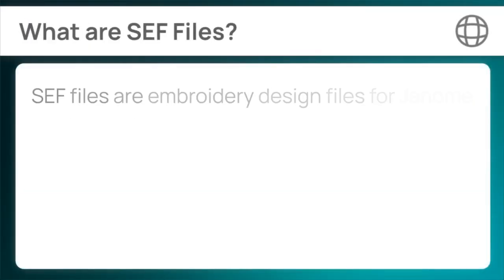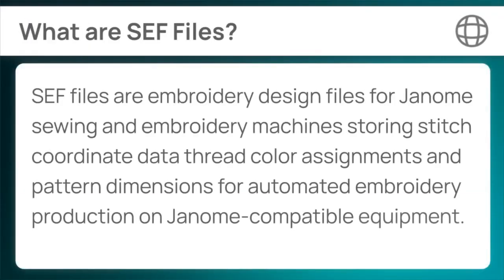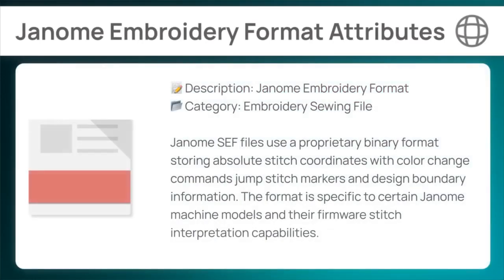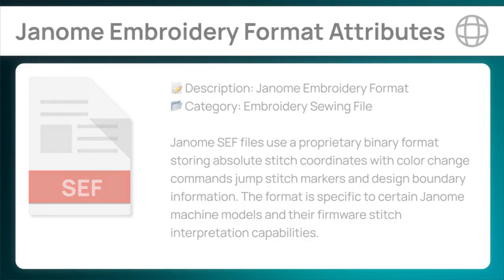SEF files are embroidery design files for Janome sewing and embroidery machines, storing stitch coordinate data, thread color assignments, and pattern dimensions for automated embroidery production on Janome-compatible equipment. Janome SEF files use a proprietary binary format, storing absolute stitch coordinates with color change commands, jump stitch markers, and design boundary information. The format is specific to certain Janome machine models and their firmware stitch interpretation capabilities.